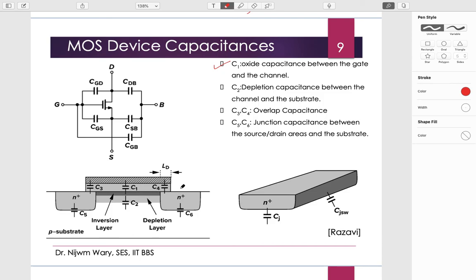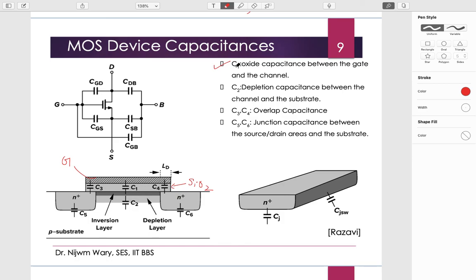With this channel, and we have this oxide, SiO2. SiO2 is there, and I have this gate. The gate is basically a polysilicon. So beneath I have this channel. Now between this gate and the channel, there is this capacitance C1.